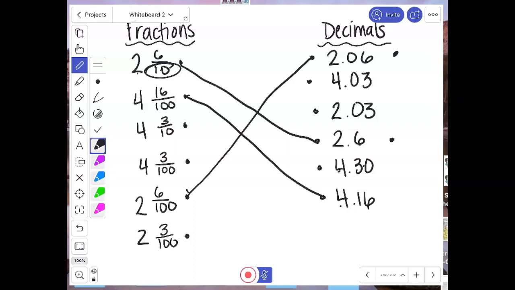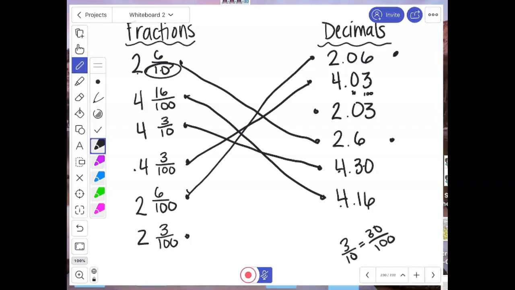Okay, 4 and 3 tenths. Oh, but I also have 4 and 3 hundredths. Okay, well, this is the tenths place. This one's the hundredths place. So this one must be 4 and 3 hundredths. That means this one's 4 3/10. But wait a second. That says 30 hundredths. Don't forget, 3/10 is equal to 30 hundredths. So it's really the same thing.